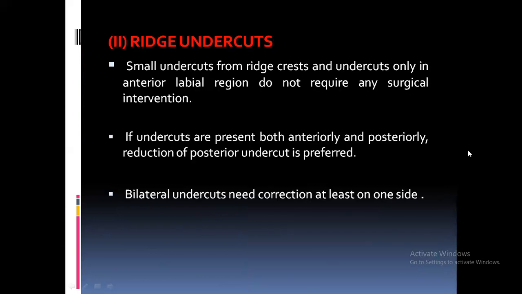And the second bony abnormality is ridge undercut. Small undercut from the ridge crest and undercut only in the anterior labial region do not require any surgical intervention. If undercut is present both posteriorly and anteriorly, reduction of the posterior undercut is required. Bilateral undercut needs correction on at least one side.